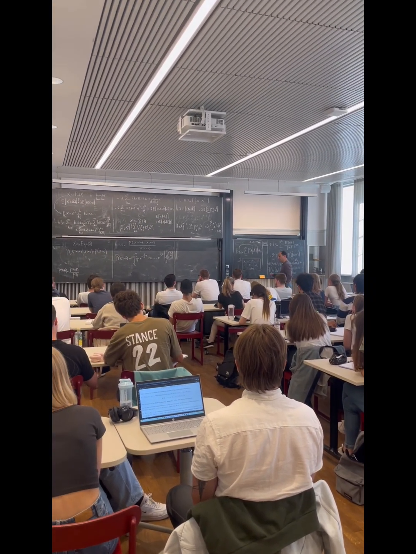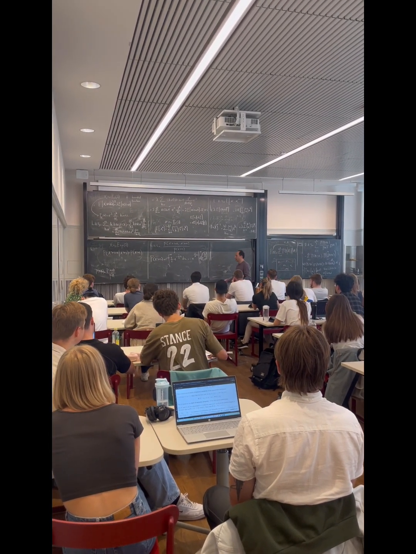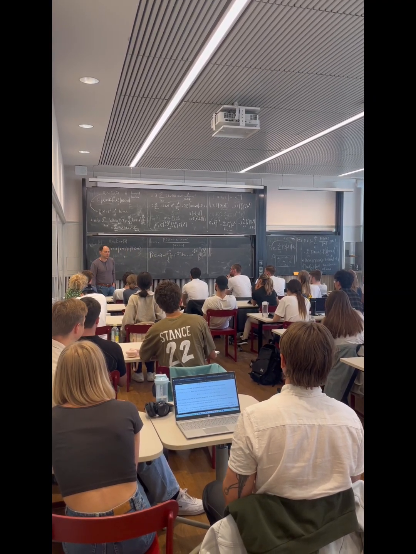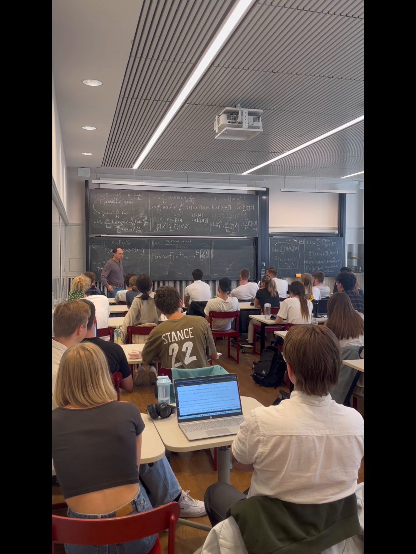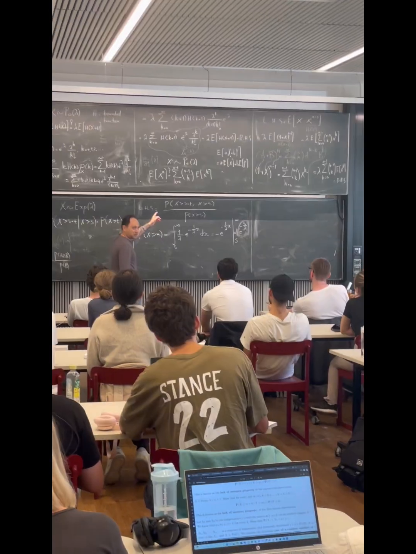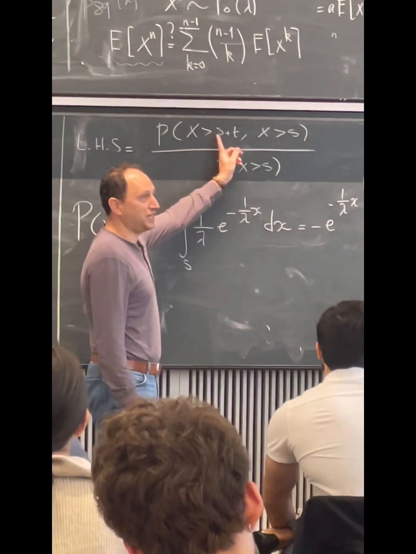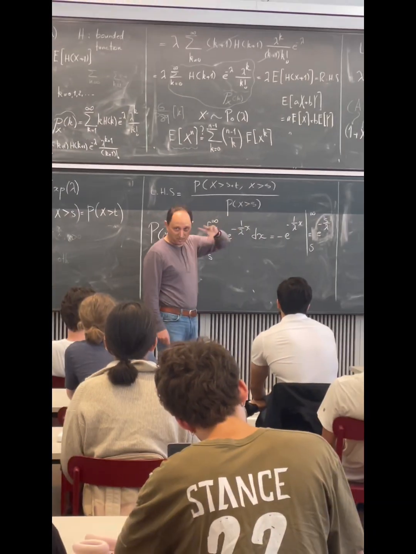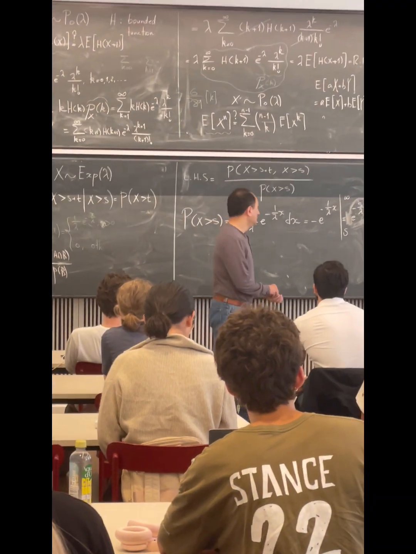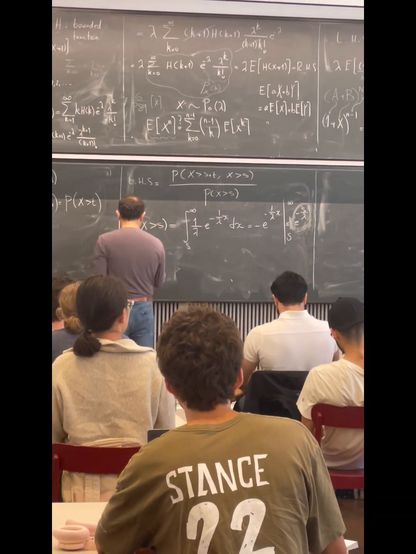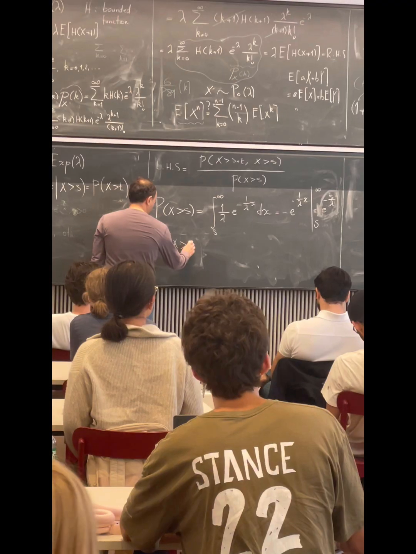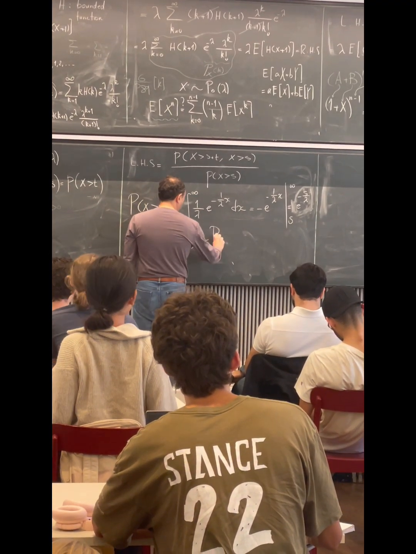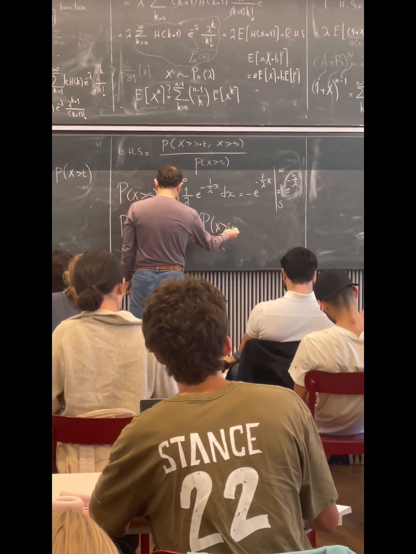Instead of saying that x is greater than s plus t and x is greater than s, you have to be lazy in words if you want to be a good mathematician. So what do you say? Greater than s plus t. Because if x is greater than s plus t, you already covered this one as well. So why should I say something 2 times? So you have to be very economical. So P of x greater than s plus t and x greater than s means P of x greater than s plus t.